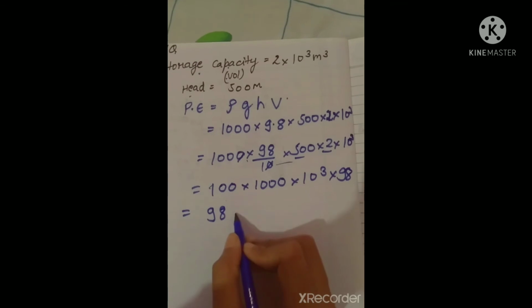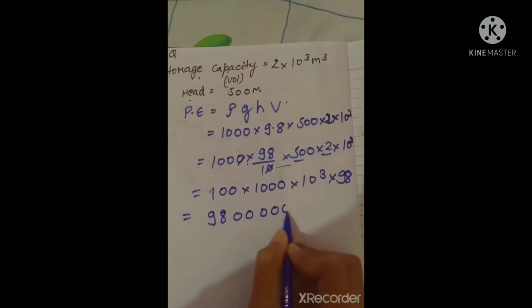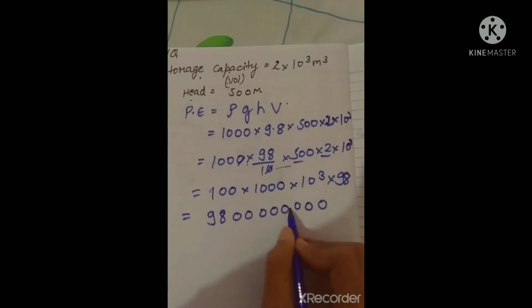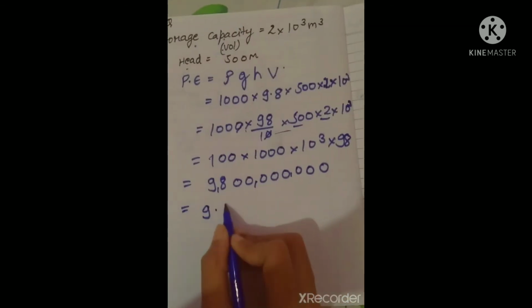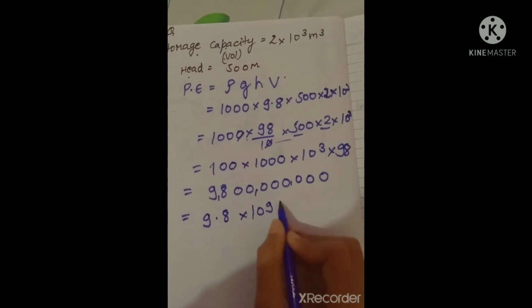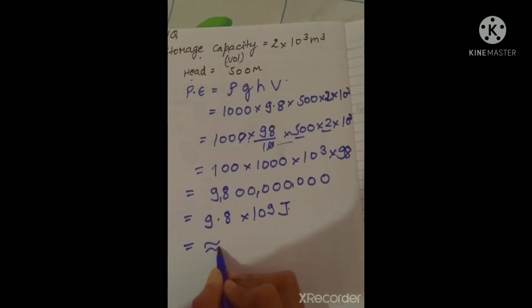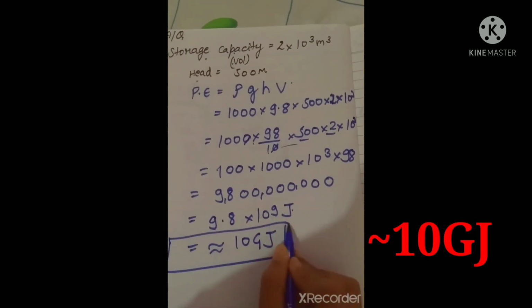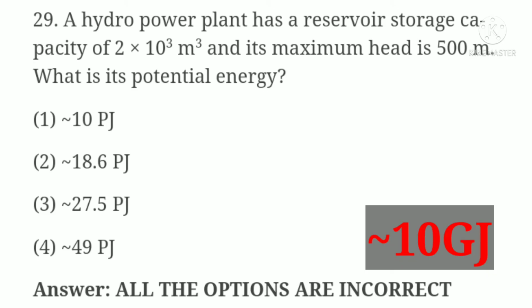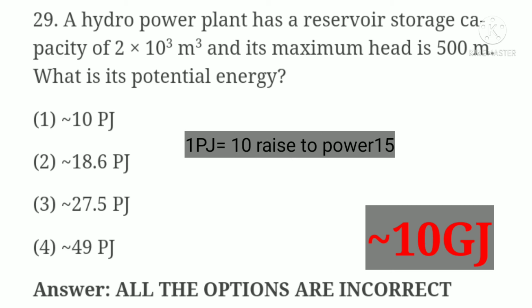So here we will get that will be equal to approximate 10 gigajoule. So here all the options are incorrect and this question was dropped by NTA because it is given in pentajoule, whose value is equal to 10 raised to power 15.